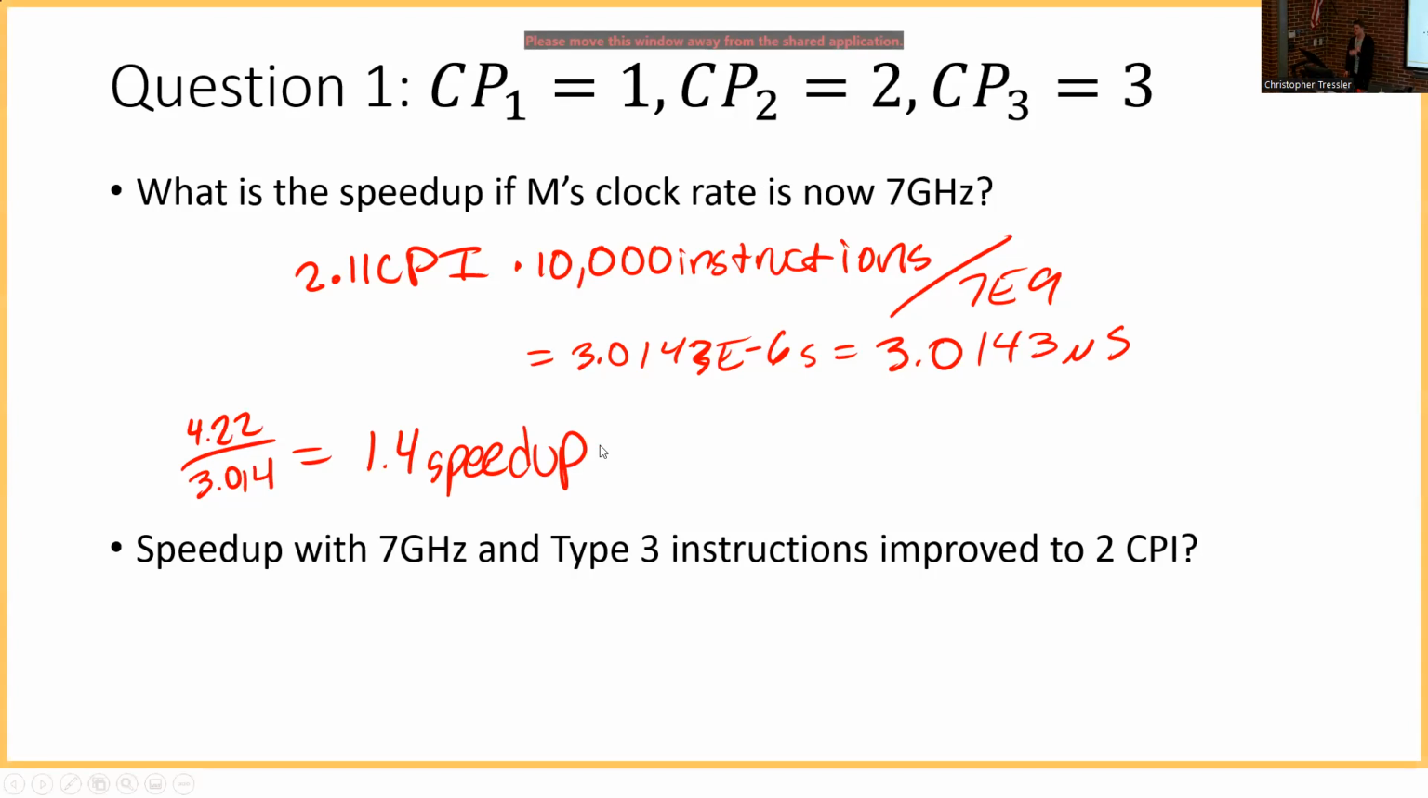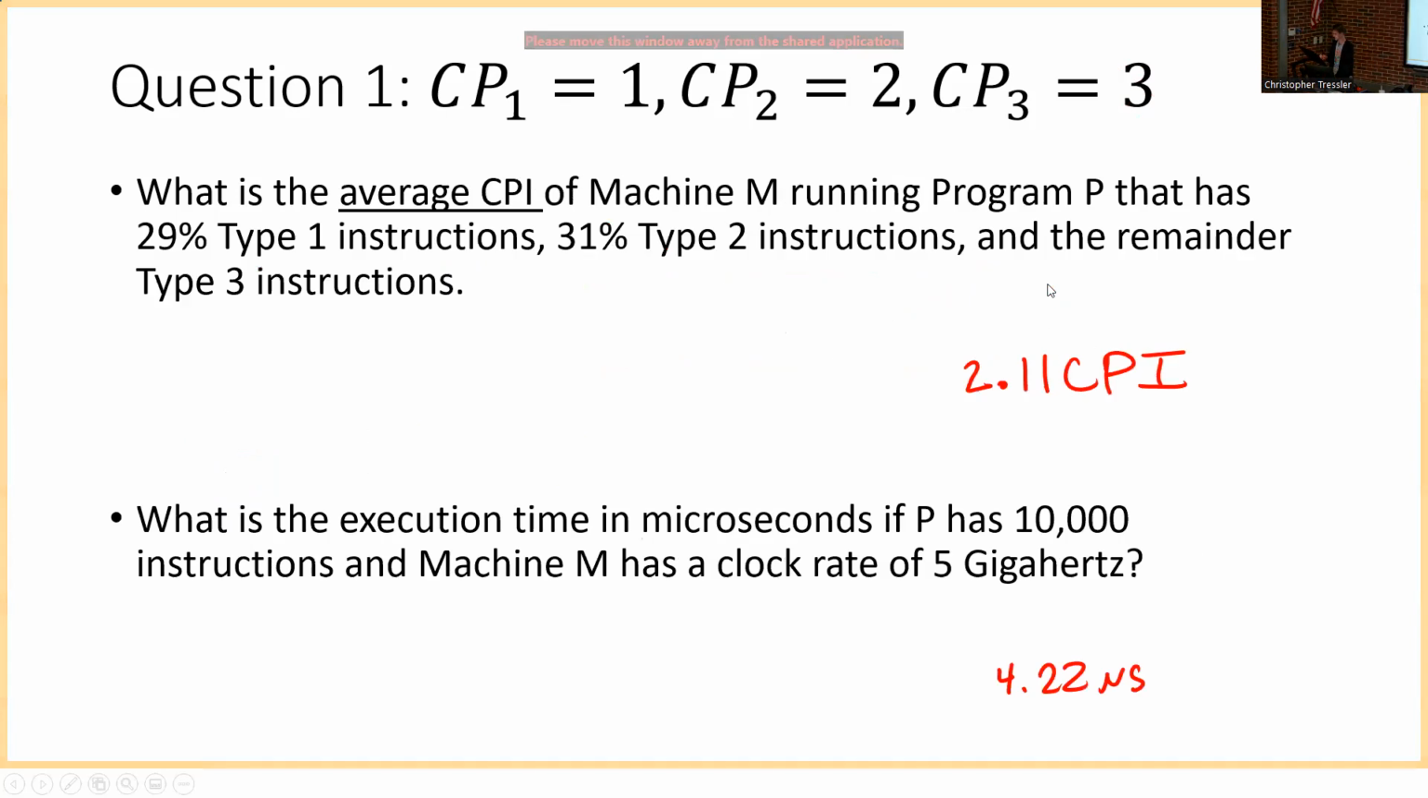Now we're going to do basically the same thing, but what we're going to calculate is if the type 3 instructions were now improved to 2 CPI, and we're still at that 7 gigahertz compared to the original. To do that, we say this is now 2, and notice that we still have the same percent.